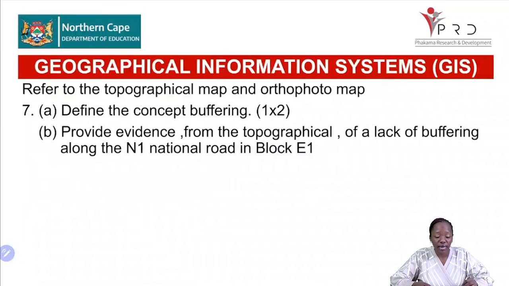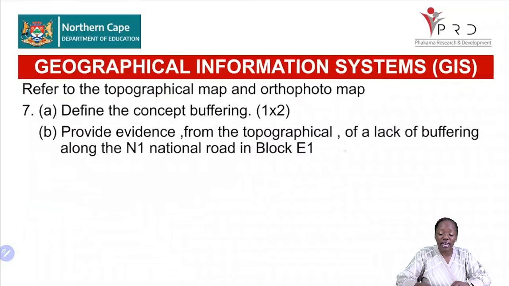Then we're looking at our question number 7. In question number 7, it's saying, refer to the topographical map and the orthophoto map. Then you have 7A as well as 7B. So you define the concept buffering for 2 marks. And then secondly, you provide evidence from the topographical map of a lack of buffering. So you need to prove that there is a lack of buffering in that area along your N1, which is a national road in block E1.